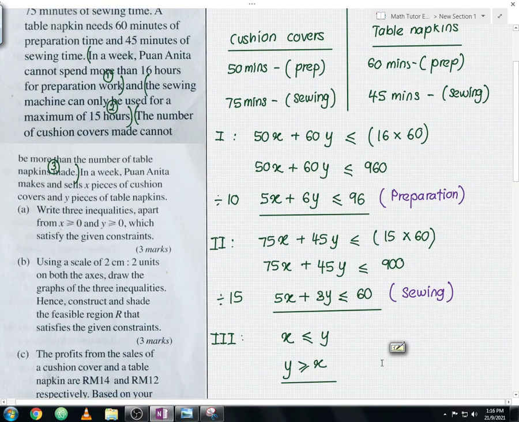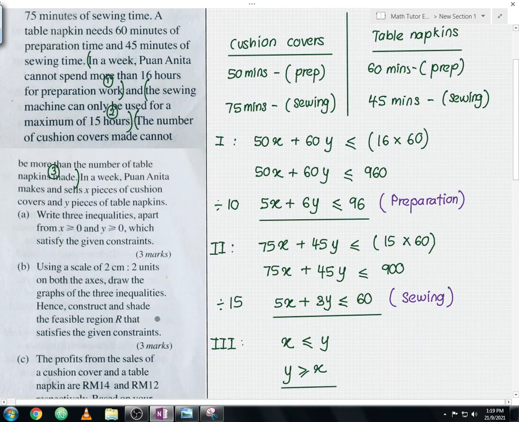Okay, so from here, since we have already identified the 3 constraints, let us proceed our discussion for question part B. For question part B, using a scale of 2 cm to 2 units on both the axes, we are required to draw the graph of the 3 inequalities that we found in question part A. And once we do that, we need to construct and shade the feasible region R that satisfies the given constraints.